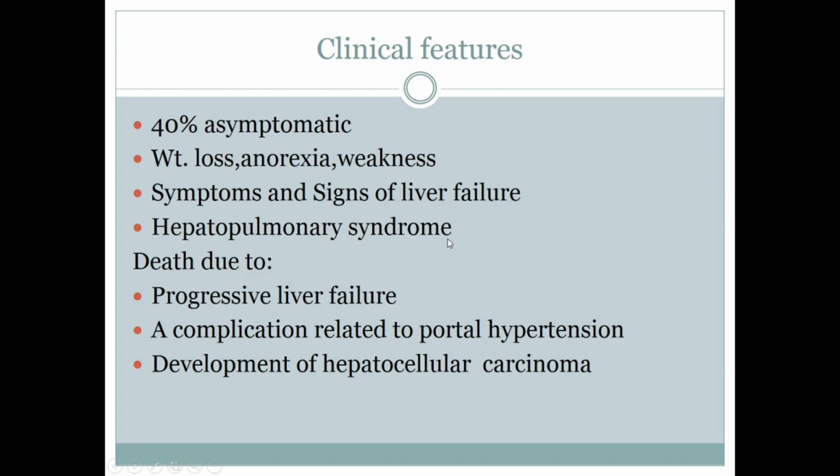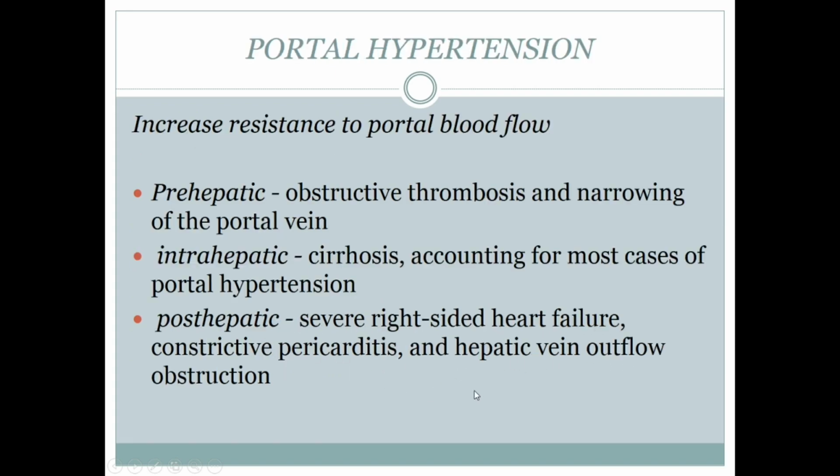Hepatopulmonary syndrome can occur, okay, and death can be due to progressive liver failure, complications related to portal hypertension, and also development of hepatocellular carcinoma. So portal hypertension means that there is increased resistance to portal blood flow. So again, portal hypertension can be classified as prehepatic, intrahepatic, and posthepatic. Okay, so prehepatic means before entering the liver, there may be obstructive thrombosis and narrowing of the portal vein.